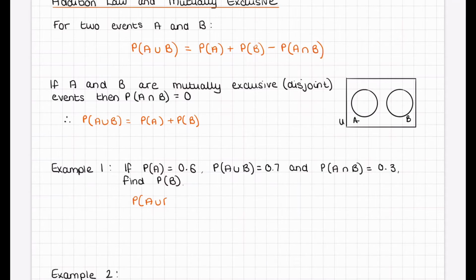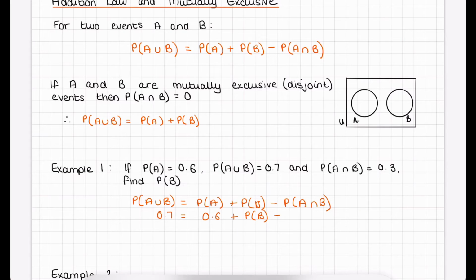So the probability of A or B equals the probability of A plus the probability of B minus the probability of A and B. So what we know, that A or B is 0.7, equals the probability of A, which is 0.6, plus the probability of B, which is what we're trying to find, minus the probability of A and B, which is 0.3. And then from there, we can just rearrange and simplify, and we will end up with 0.4 equals the probability of B.